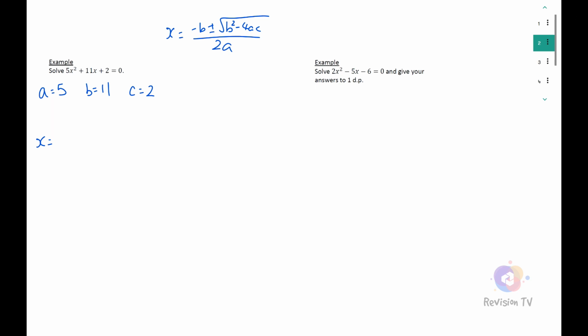In the exam, I would suggest you write the formula once using your numbers, because this will protect you from losing all the marks if you get the final answer wrong. You get a method mark. So minus b is minus 11, plus and minus the square root of 11 squared minus 4 times a times c, over 2 times a. So you put it in a calculator.